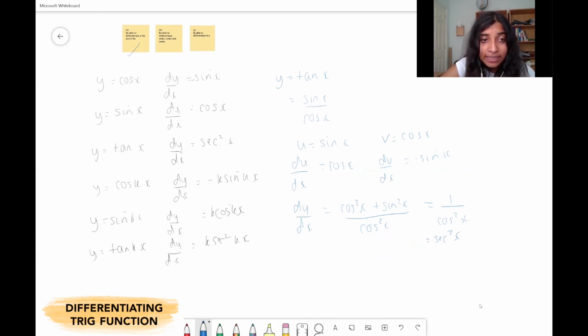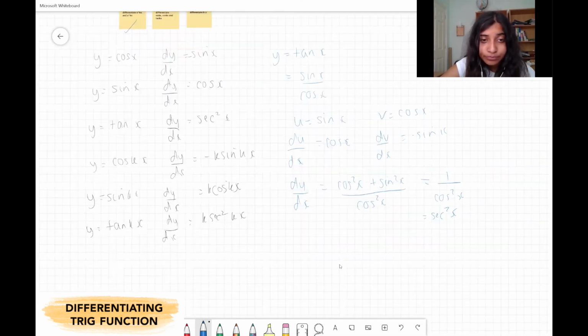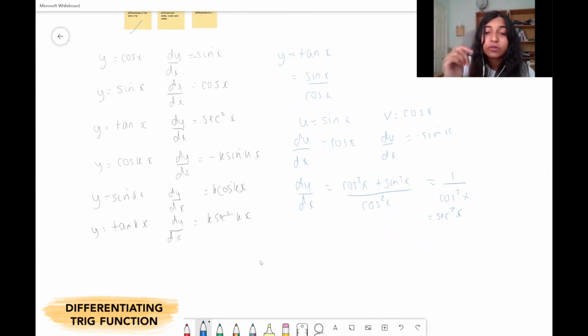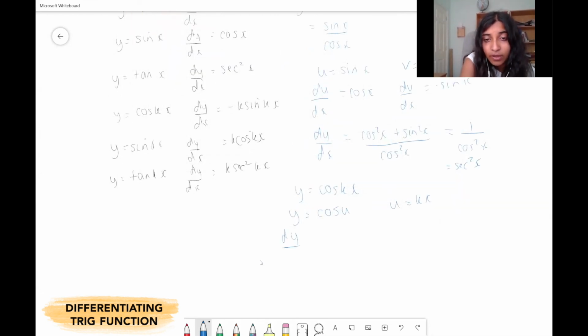And then finally, for these equations with cos kx, to get that, you just use the chain rule. So let's say you have y equals cos kx, then you can say y is equal to cos u, and u is just equal to kx. So then if we do dy over du, that would just be equal to minus sine u. And then if we have du over dx, that would just be equal to k.